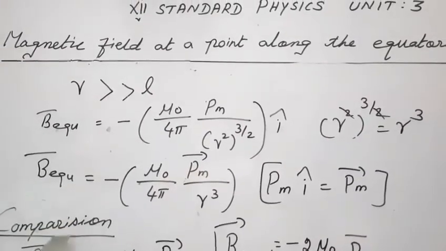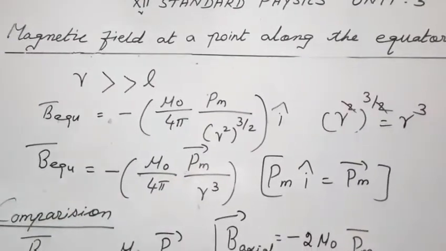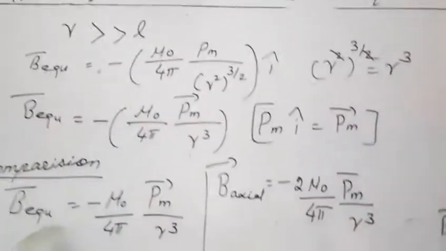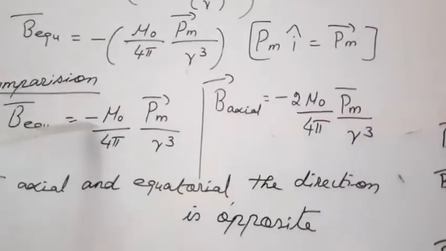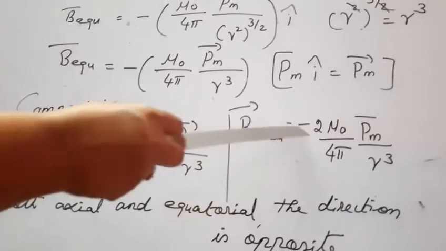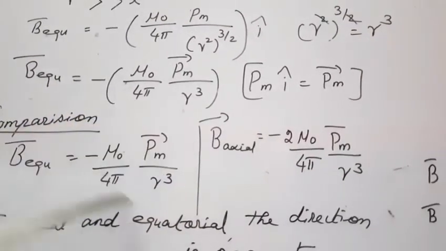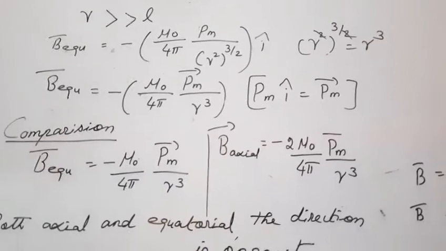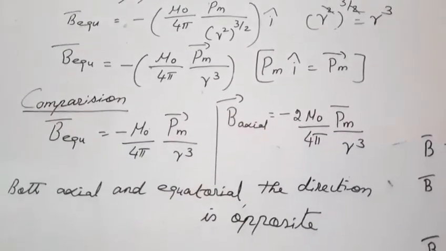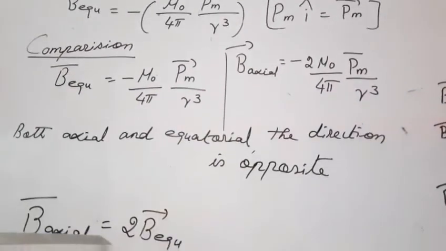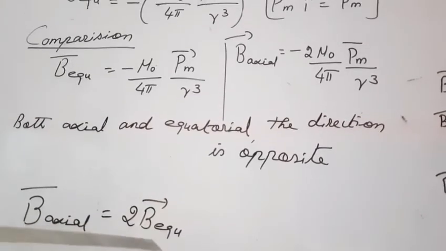Now we have to compare the axial line and the equatorial line, and I have written it separately here. So, first, both the axial line and the equatorial line have opposite directions. And the second point is that the axial line field is equal to 2 times the equatorial line field.